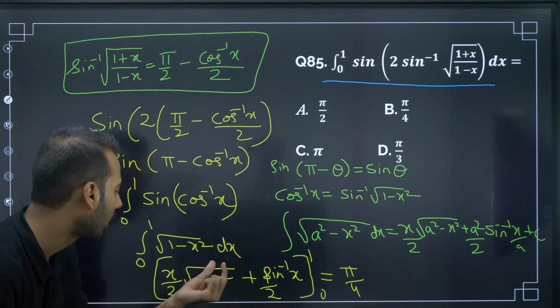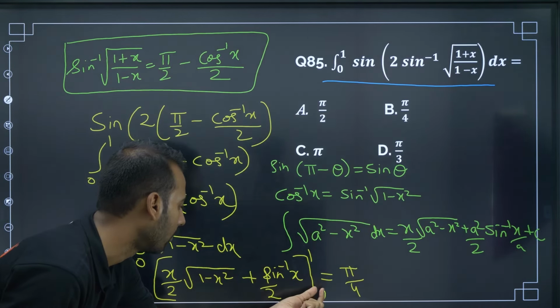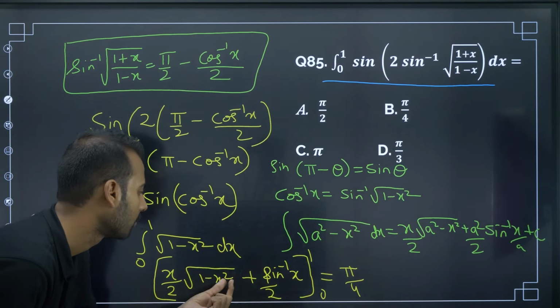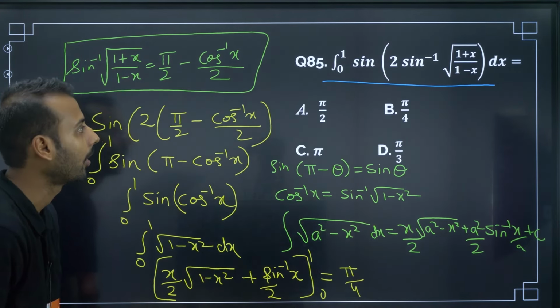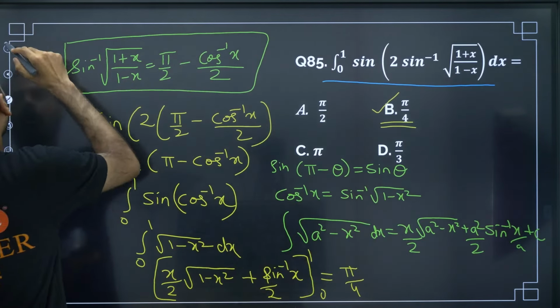See here, this 1 I am placing here, this becomes 0. Sine inverse 1 is pi by 2. Already 1 by 2 is there. Now if I substitute 0 here, this becomes 0. So the answer is pi by 4. Is there any such option? Yes, B is the answer for this. Moving on to next question.